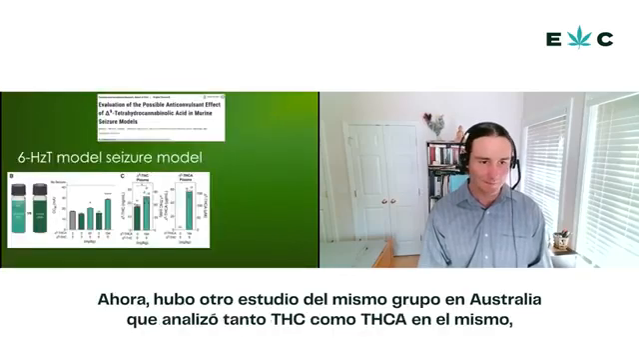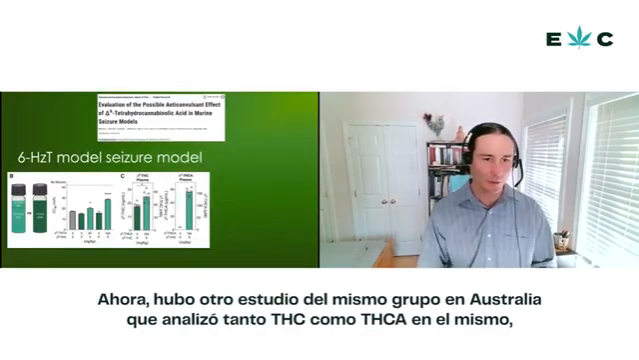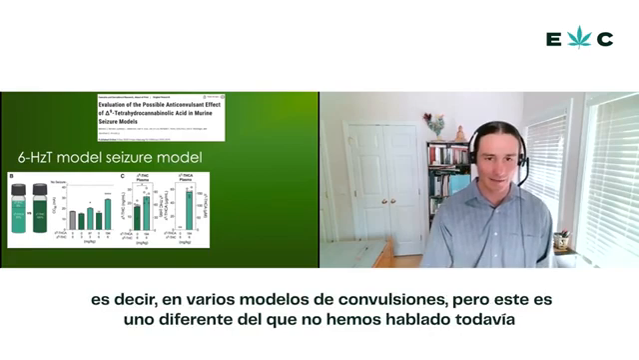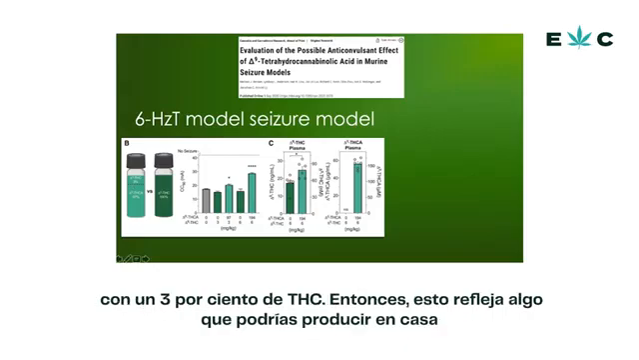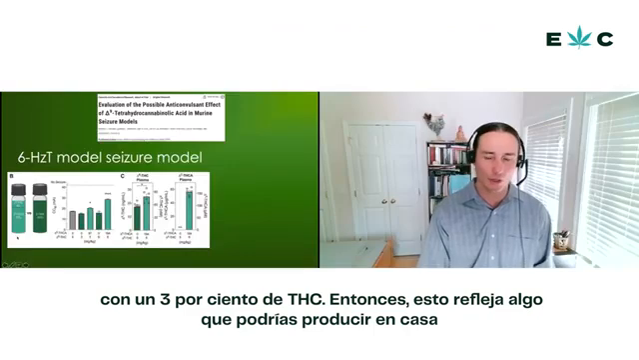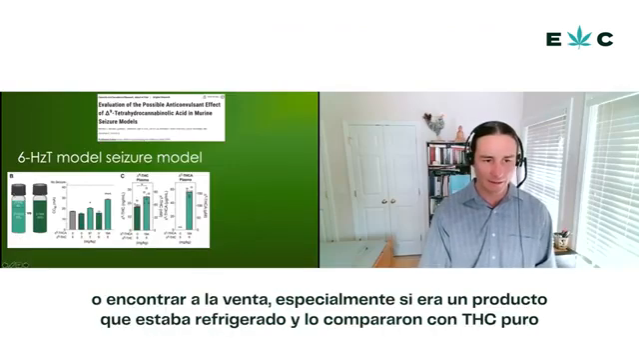but I suspect these researchers didn't test those very low doses. Now, there was another study from the same group out of Australia that looked at both THC and THCA in several seizure models, but this is a different one that we haven't talked about yet. What they did was, kind of realistically, make a mixture of 97% THCA with 3% THC. This reflects something that you could produce at home or find for sale, especially if it was a product that was refrigerated. And they compared that with pure THC.